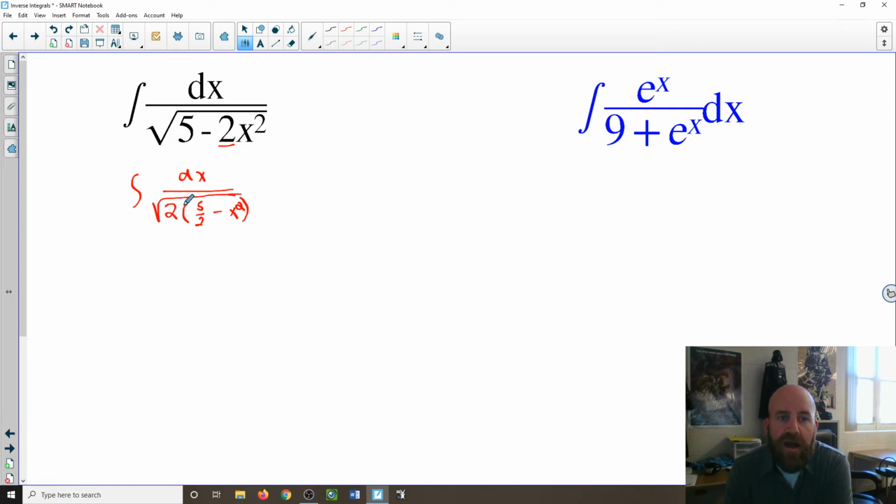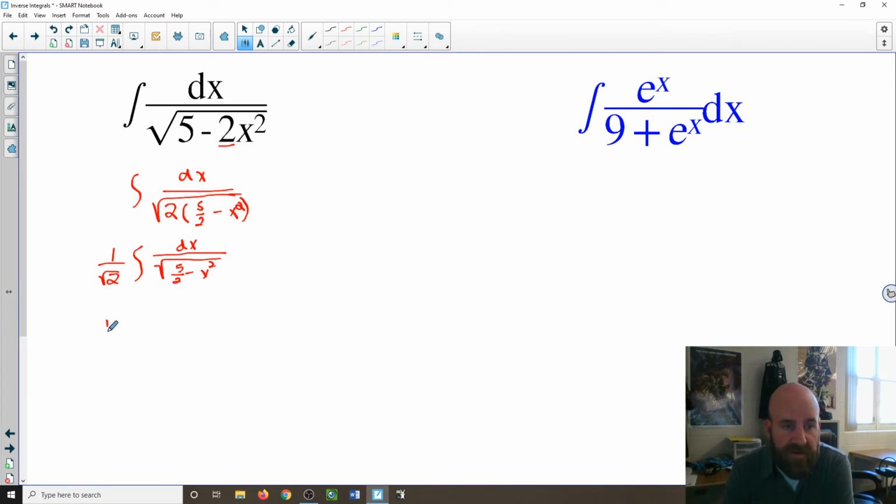And now that we have a product inside of a root, we know we can do that separately. So we're going to have a square root of 2 come out. So we have 1 over square root of 2 coming out. And now we're going to have our a squared minus u squared. Now we can go ahead and identify this as arc sine. Our u is x and our a is the square root of 5/2.